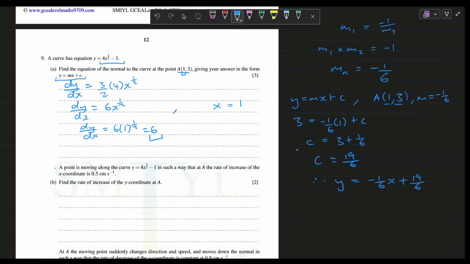And now we're told that a point is moving along the curve y is equal to 4x^(3/2) minus 1 in such a way that at A, the rate of increase of the x coordinate is 0.5 centimeters per second. Part B, find the rate of increase of the y coordinate at A. Okay, so we're given that the rate of increase of the x coordinate, that's dx/dt, is equal to 0.5. And we want the rate of increase of the y coordinate, so we want dy/dt, and all of this is happening at the point A, so A has coordinates (1, 3).